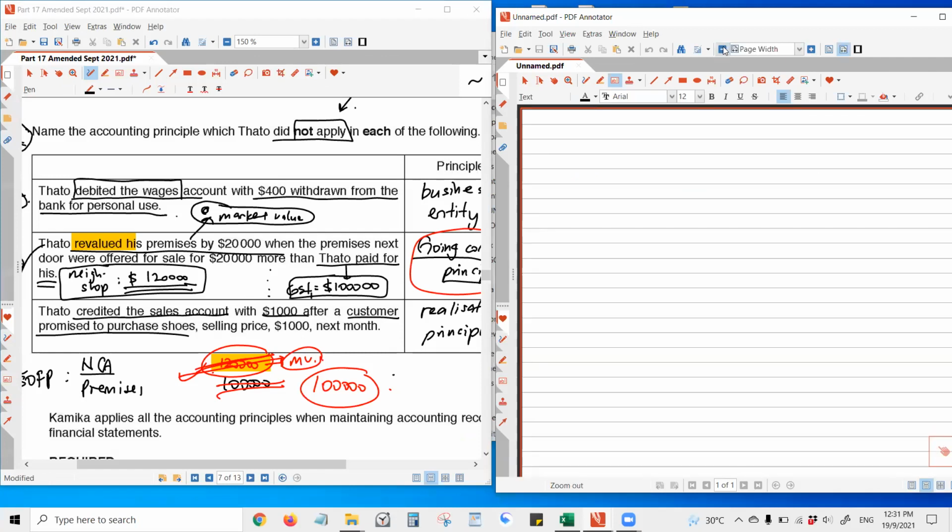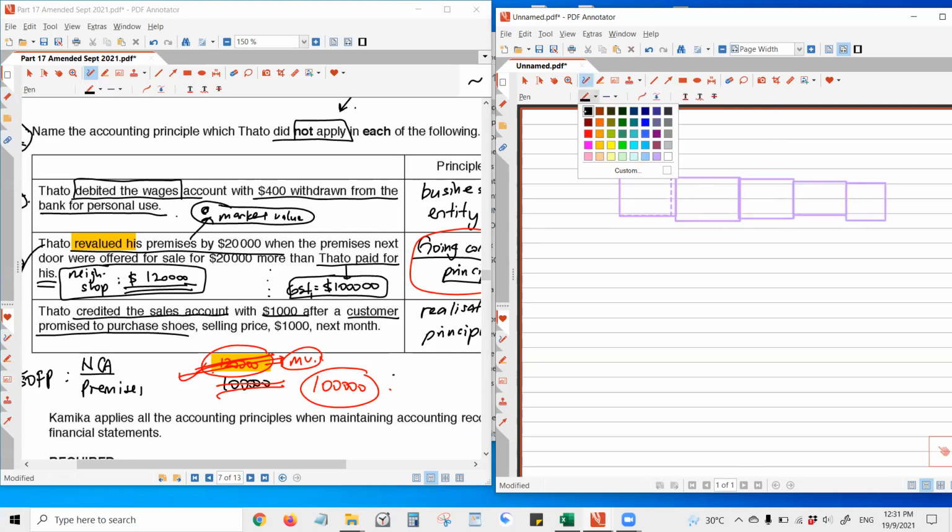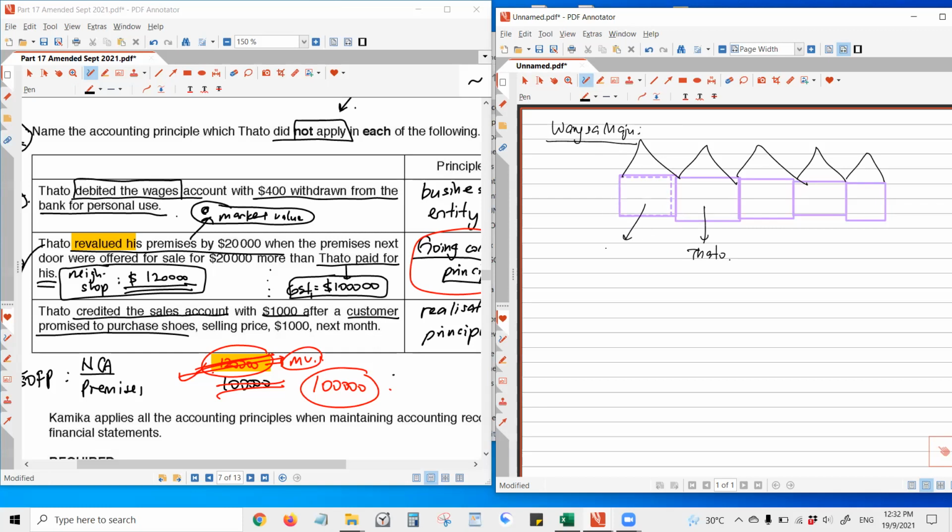Okay, let me draw the rows of shops. This is a row of shops. This row of shops is in Wangsa Maju. Wangsa Maju is a town in KL. So they are in the same row. These 5 shops are in the same row. This one belongs to Tato. This one is Tato's neighbor, Ali.